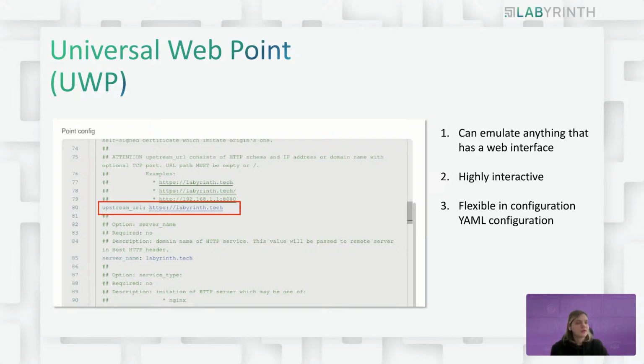So, key points about universal point. First, it can emulate anything that has a web interface. So it's not just websites, it can be your network tooling and, for example, switches and routers that have a web interface, if you, of course, allow that. It can also be the web interface of some OT devices. Anything, as I mentioned, that has a web interface can be emulated.